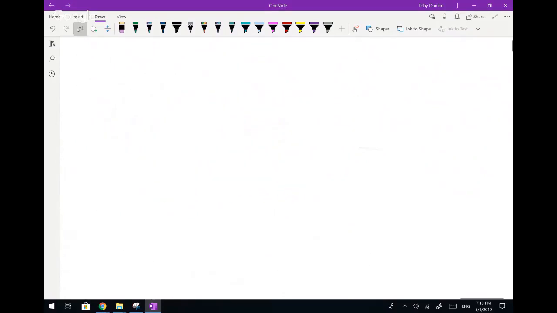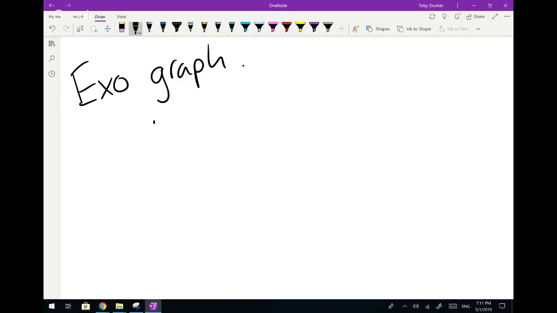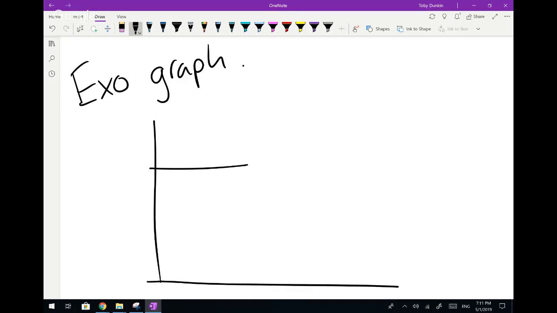Right, let's have a look at an exothermic graph. Now, you'll notice that I've just done a thermal decomposition there. I'm going to now do a displacement. No, let's do a combustion. It's nice and easy. It's probably the most common one that you're going to see in your exams. So this is the exo graph, because if you've got one, you've kind of got the other.